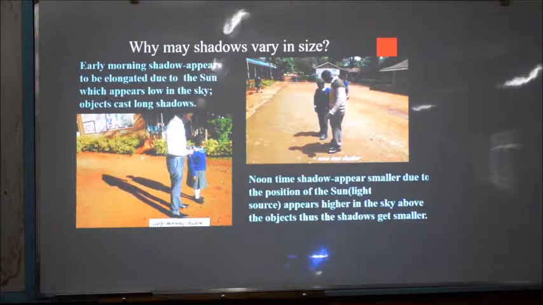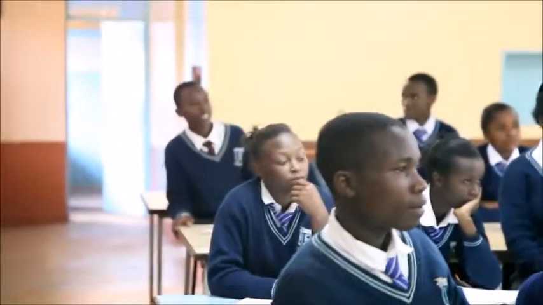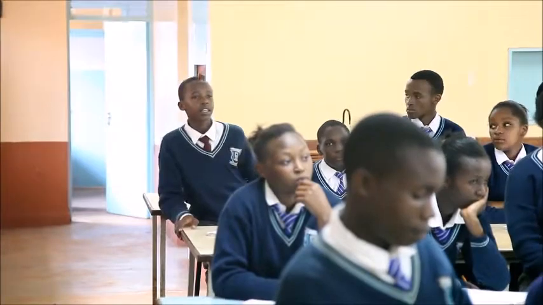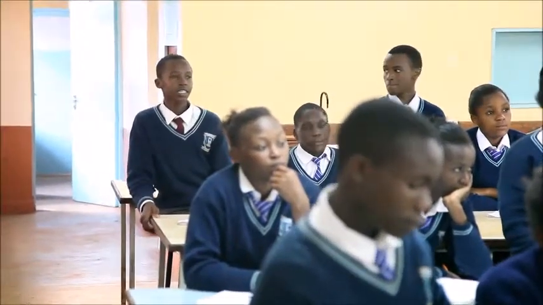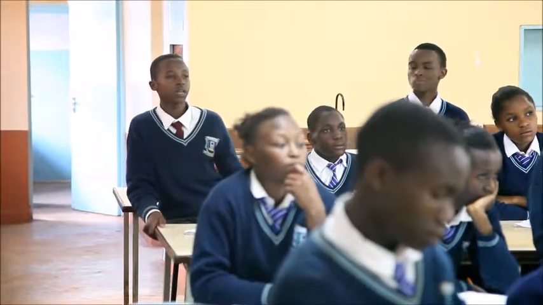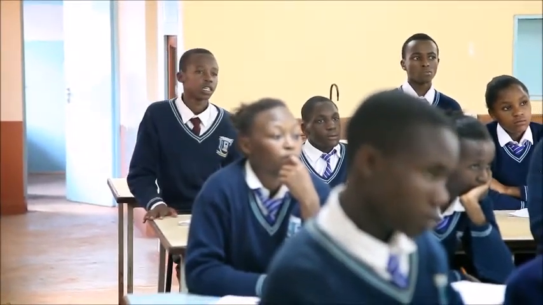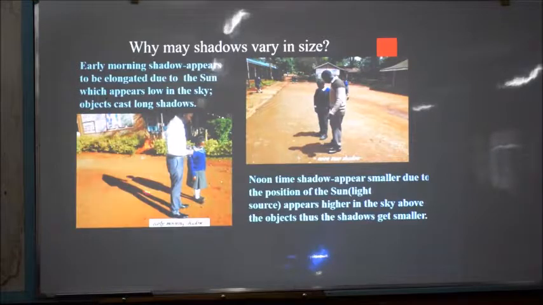Can you tell the difference? What is the difference between the early morning shadow and the noontime shadow we have on that screen? Yes, Mwangi. Speak up. The shadow in the morning is elongated, and the shadow at midday is short. Very good. The early morning shadow is elongated. Can we see that? The noontime shadow is much shorter. Why do we have an elongated and a shorter noontime shadow? Yes, Hannah.